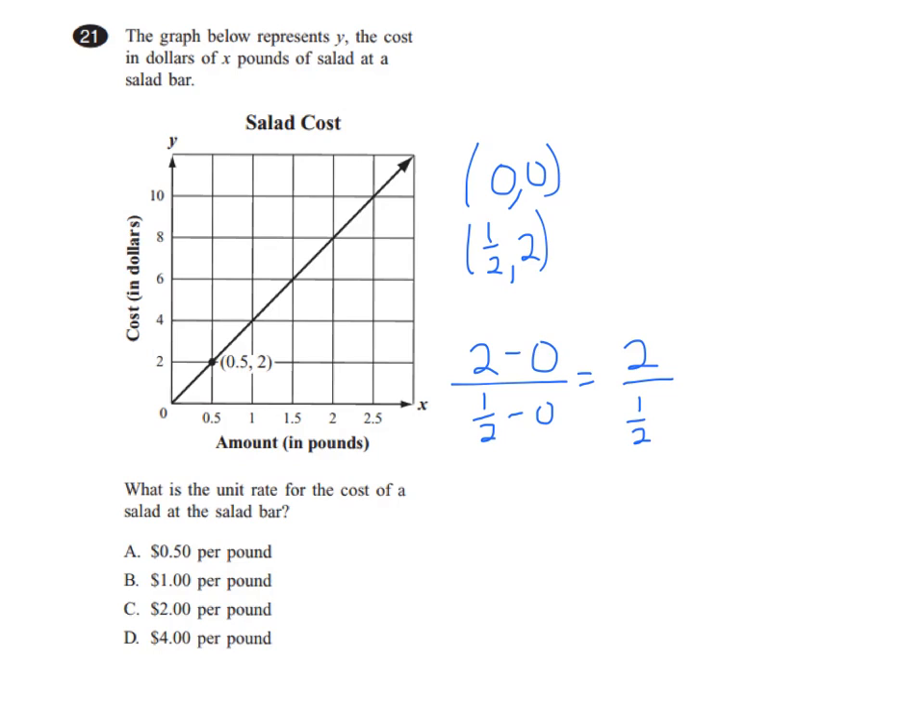And if we want per pound, right now we have per half pound, we could multiply by 2 over 2, which is a form of 1, and then we get $4 per 1 pound, because 1/2 times 2 is 1 pound. So that is option D.